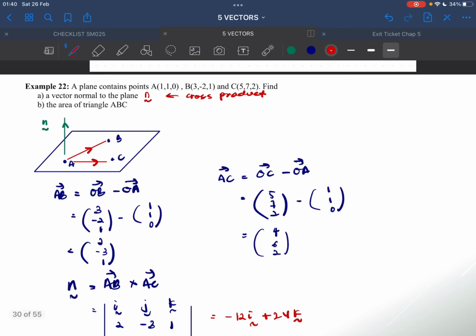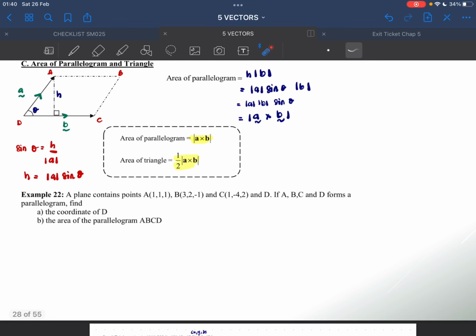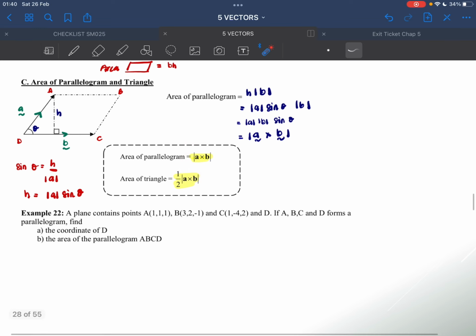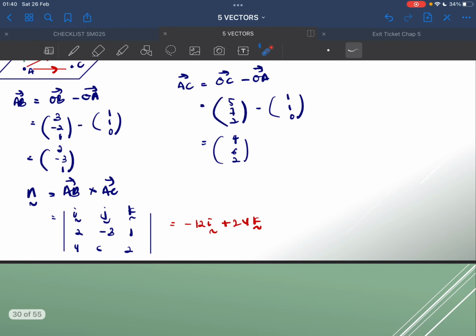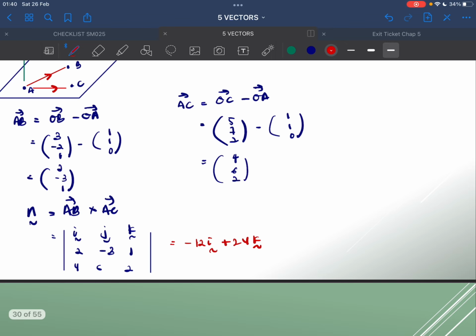So the next one, the last one here, the area of triangle ABC. So basically for area of parallelogram, just the magnitude of A cross B. But we know that if we divide by 2 here, you get a triangle. So just multiply it by 1 over 2. You should get the area of the triangle. So now to find the area of triangle, area of ABC is equal to 1 over 2 the magnitude of AB cross AC. Okay, or the normal vector there.